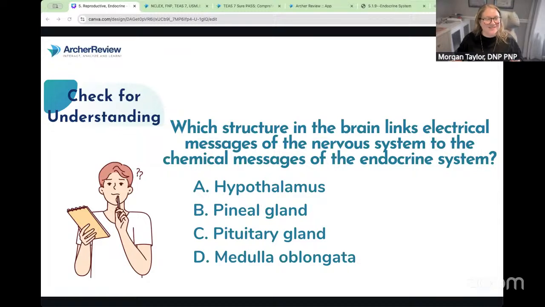Good job. All right. I'm seeing some A's and some C's. I'm glad you guys know it's not the pineal gland. That's what does melatonin, which helps us sleep, right? The medulla doesn't have any point in the endocrine system. Medulla is a brain stem structure that helps us breathe. So you guys knew it was either the hypothalamus or the pituitary.